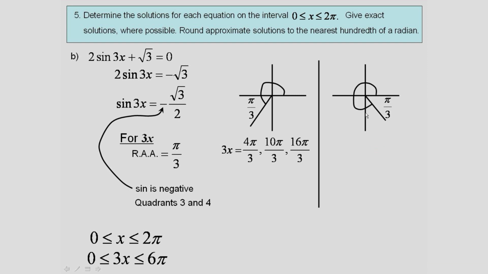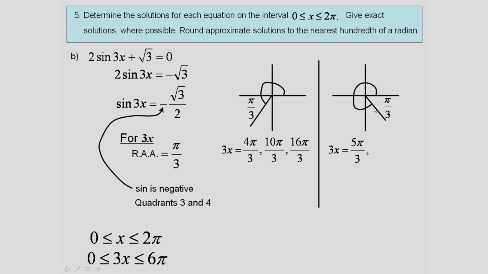So this angle is 5 pi over 3. Keep in mind, this is 3x, not x. Again, we are allowed to go up to 6 pi. So we can start adding 2 pi to this and get more answers as long as we don't go past 6 pi. So I'm going to take my 5 pi over 3. I'm going to add 2 pi.